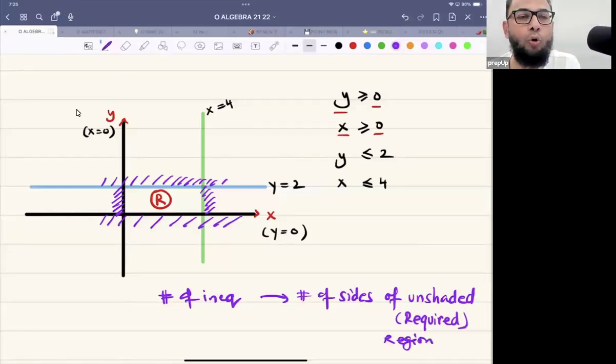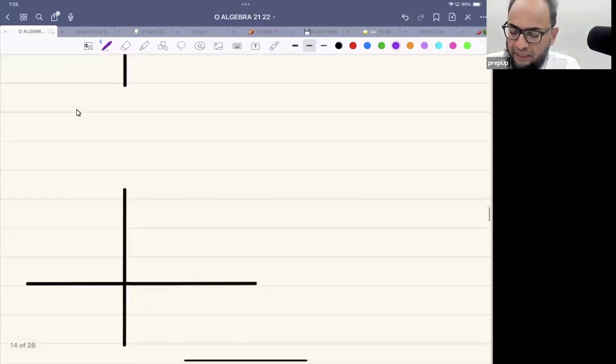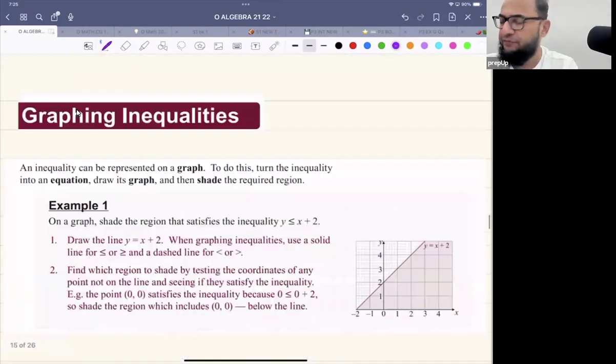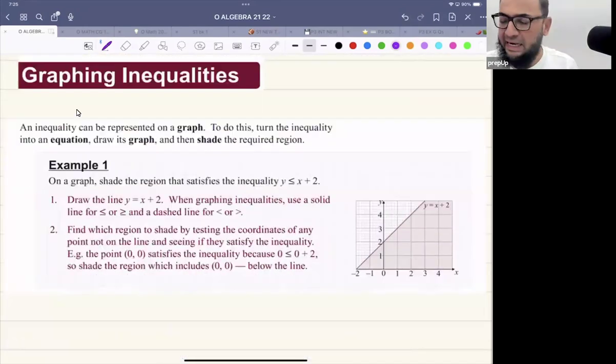Is this all good, all clear? So now let's move on and let's focus on some questions. The concept is as simple as this. Of course, there will be some past paper questions with something more trickier, something out of the box, something like that.